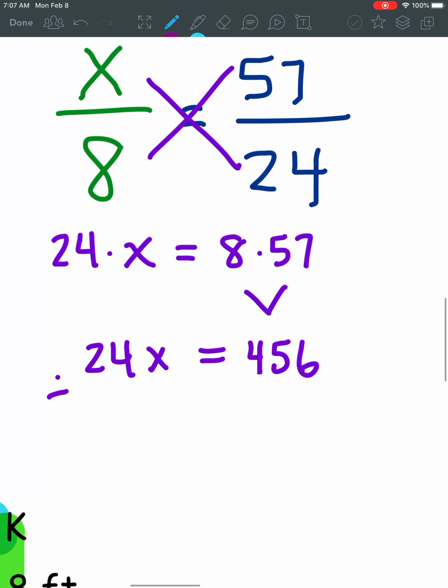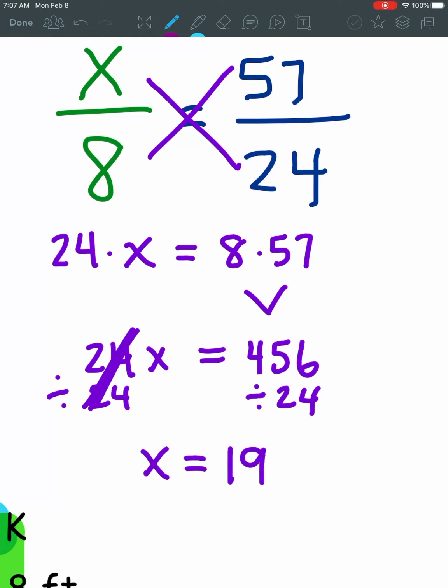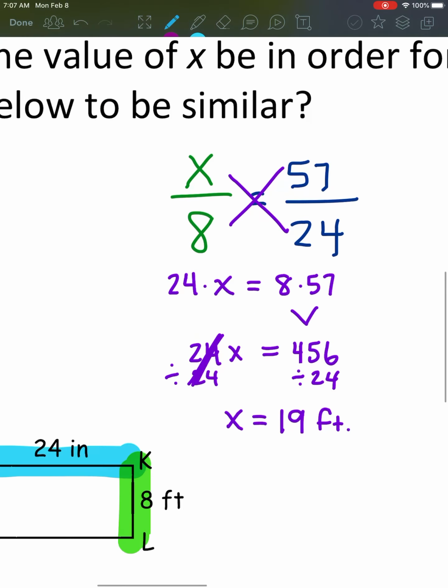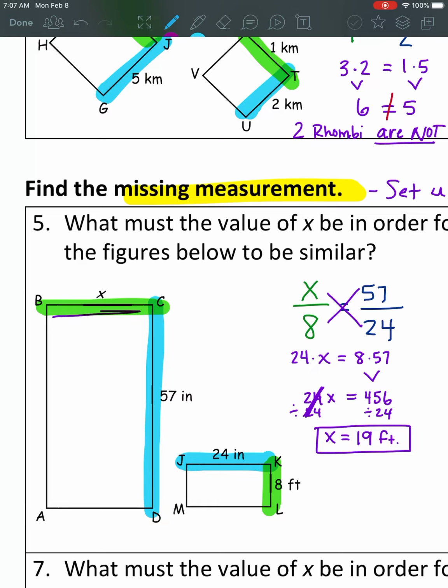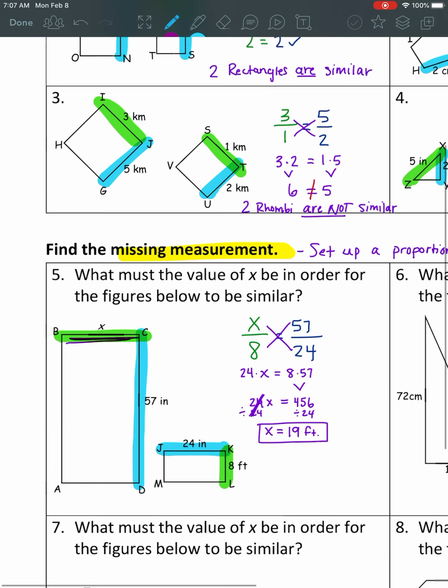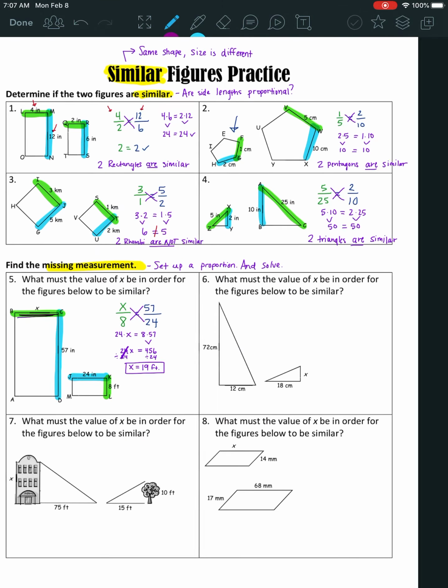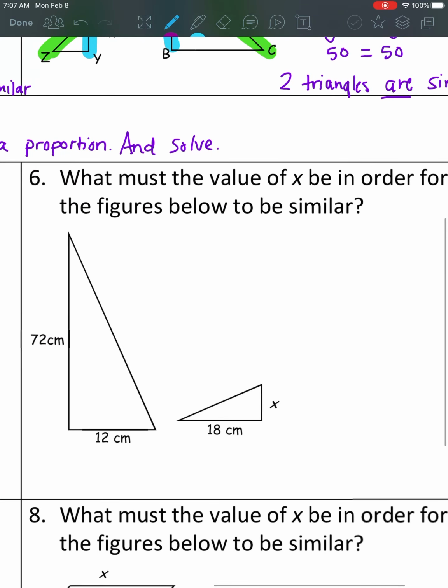So to solve for X, remember we do the opposite, and we're going to divide both sides by 24, and that's how we get X by itself. And then 456 divided by 24 is 19. Everything in this problem was labeled with feet. So that missing measurement up here is 19 feet. Okay, we're going to do another one.